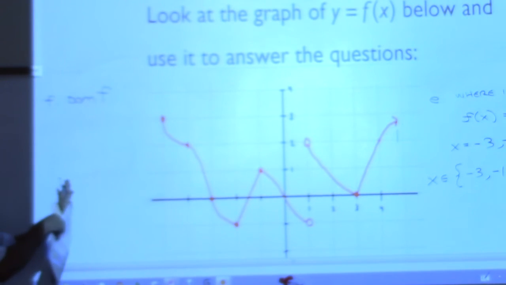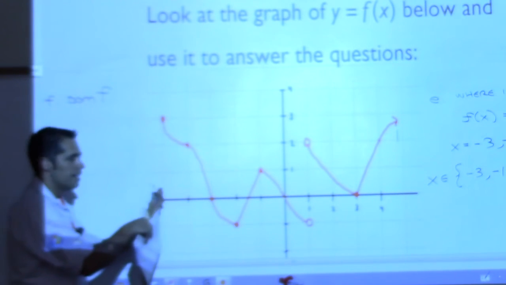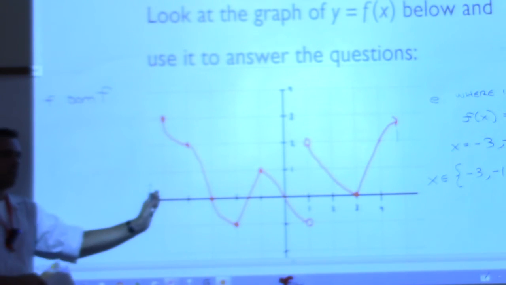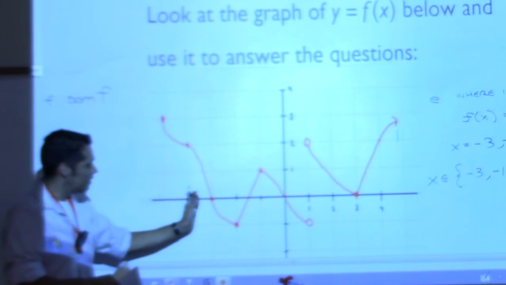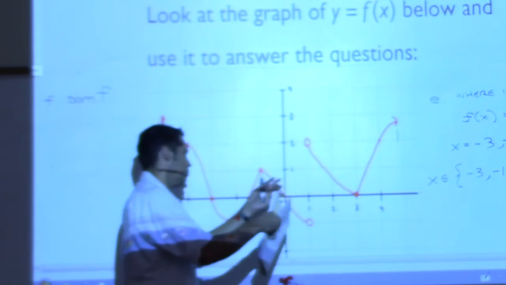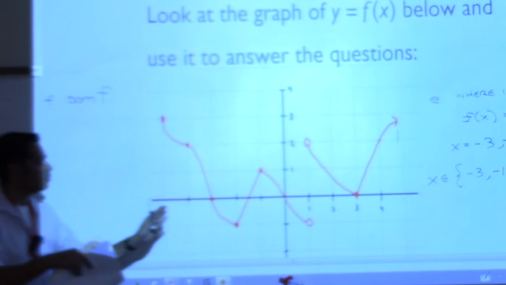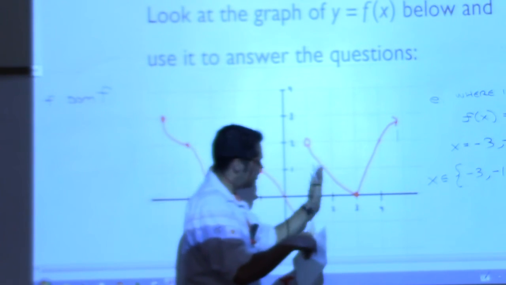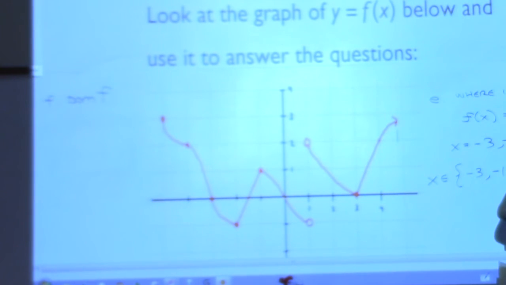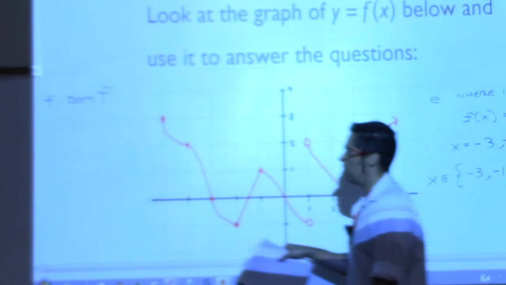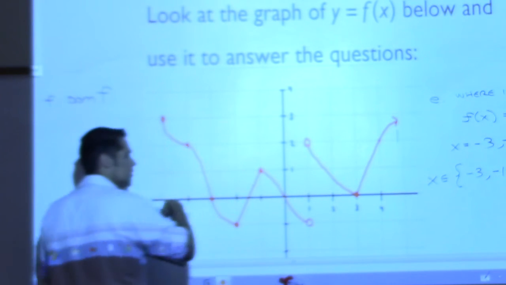Nothing, right? Not till I get to where? -5. As soon as I get to -5, I'm hitting stuff, right? Until I get to where? 1, and then at 1 there's nothing. What about after 1? Still going until when? Forever. So I need to be able to say that. Starts at -5.